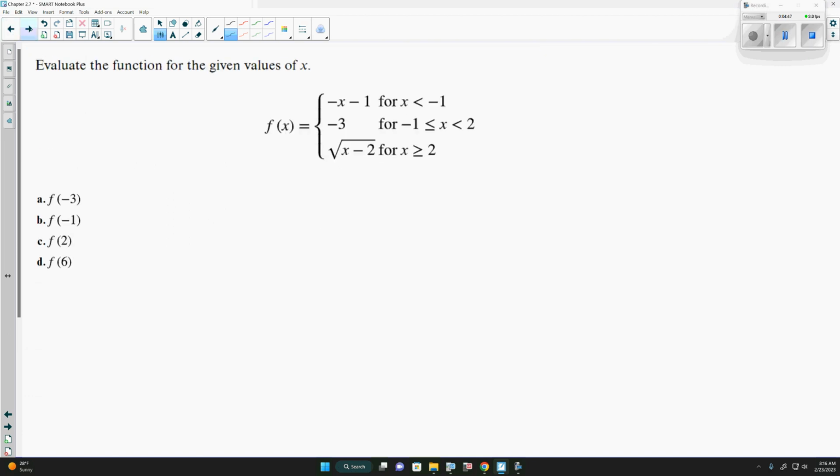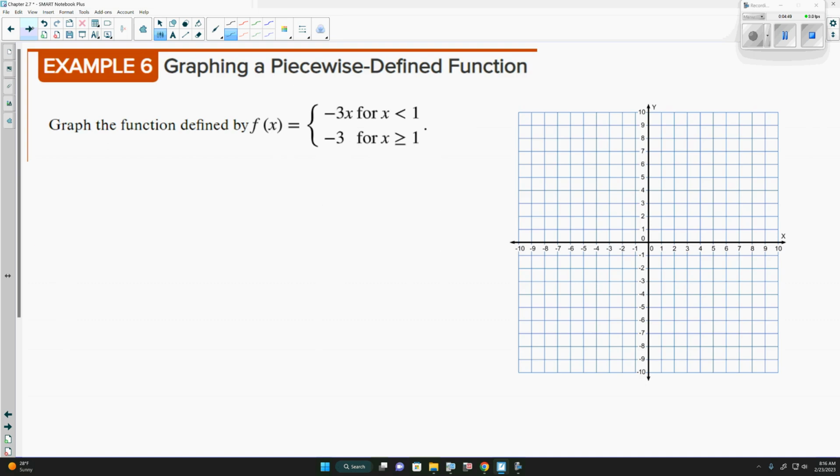Okay, and we talked about this here, plugging functions in. This is where we stop: graphing a piecewise defined function. Whenever we talk about these, there are set points where they start, set points where they end, and some that continue on in one direction or the other. So if we look at the first function, negative 3x for x less than 1, that means we're going to use this function whenever the values of x are less than 1.